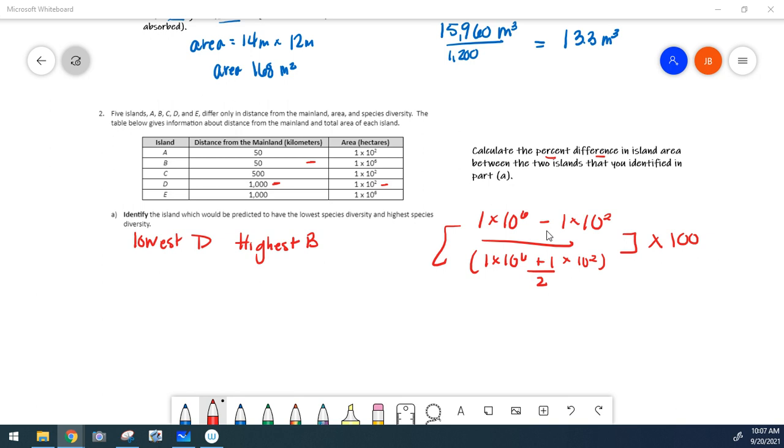So we'll subtract 1 times 10 to the 6 minus 1 times 10 to the second, and then we'll divide by the average, and you get about 200%. So plug that into your calculator.